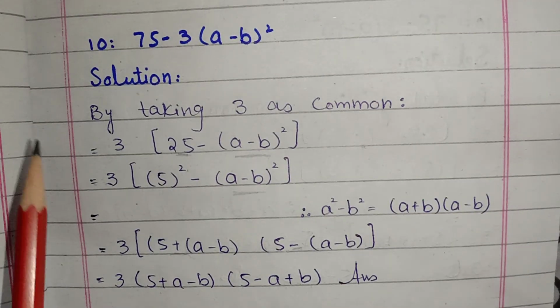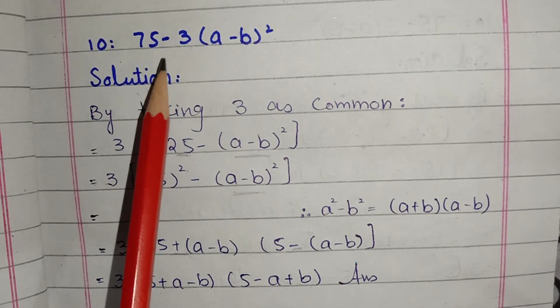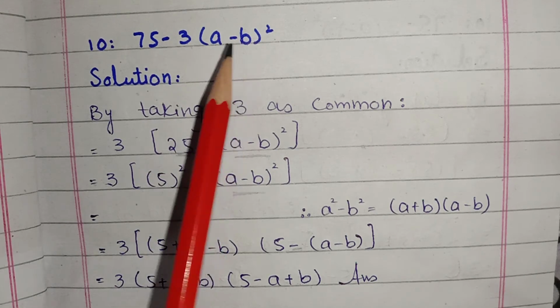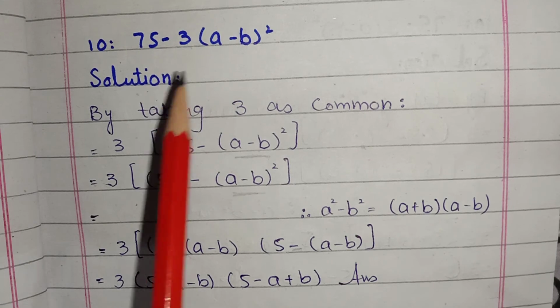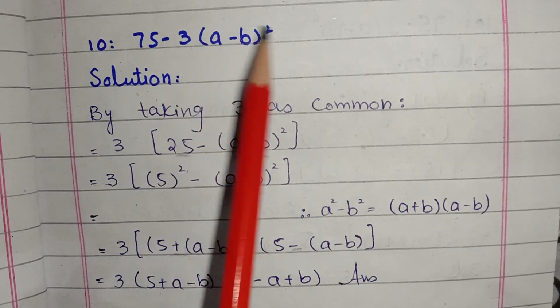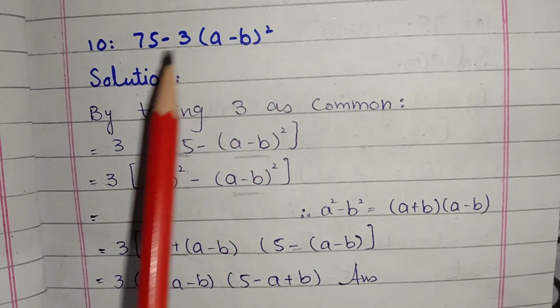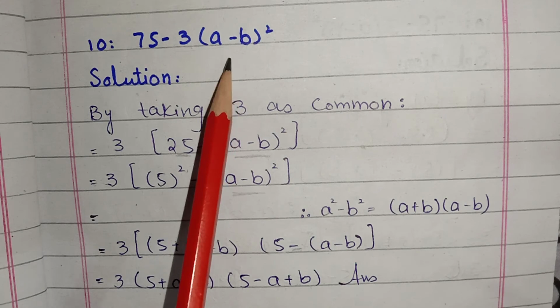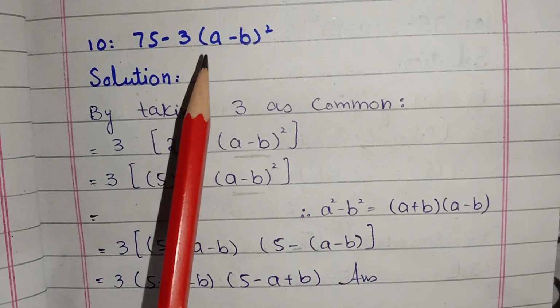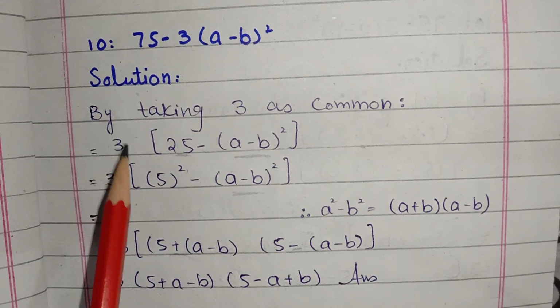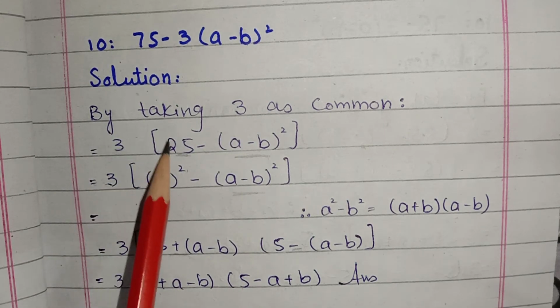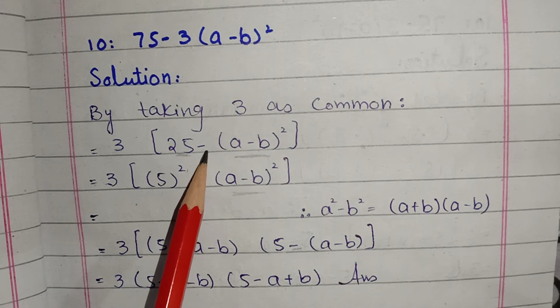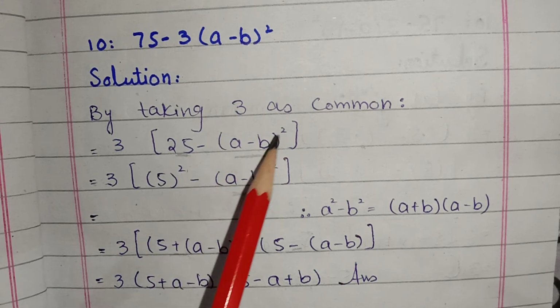Now students, here we have our question number 10, 75 minus 3 into a minus b whole square. As I told you in the last question, we have considered 3 into a minus b whole square as one term. So from these two terms we have common 3, so we will firstly take out the common. So we will write by taking 3 as common. Here we will write our common term, and within a bracket we have left 25 minus will write as it is and a minus b whole square.